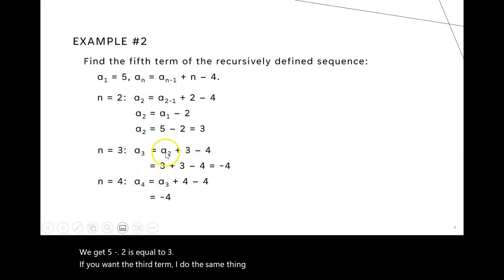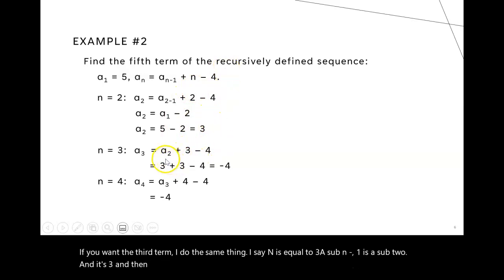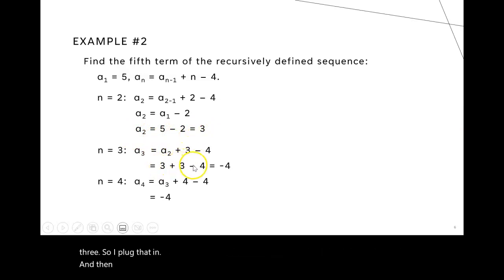If I want the third term, I do the same thing. I say n is equal to 3. A sub n minus 1 is a sub 2. n is 3, and then minus 4. So a sub 2, we go back and we say, well, what's the second term? That's 3, so I plug that in. And then I add 3 and subtract 4, and I get negative 4.